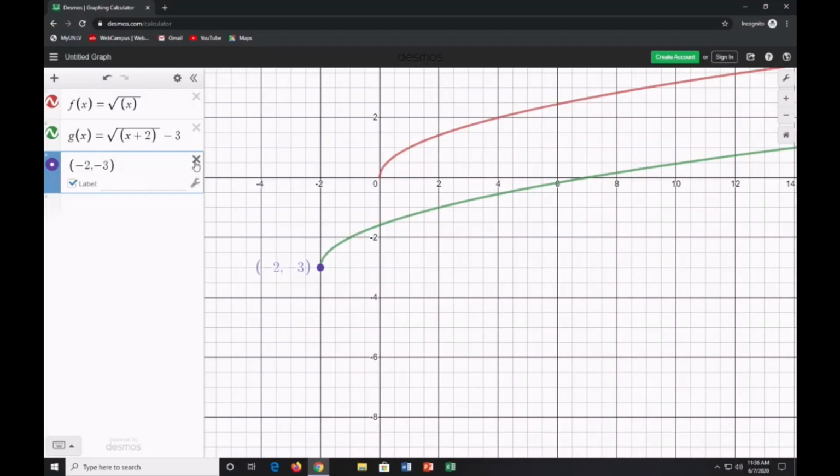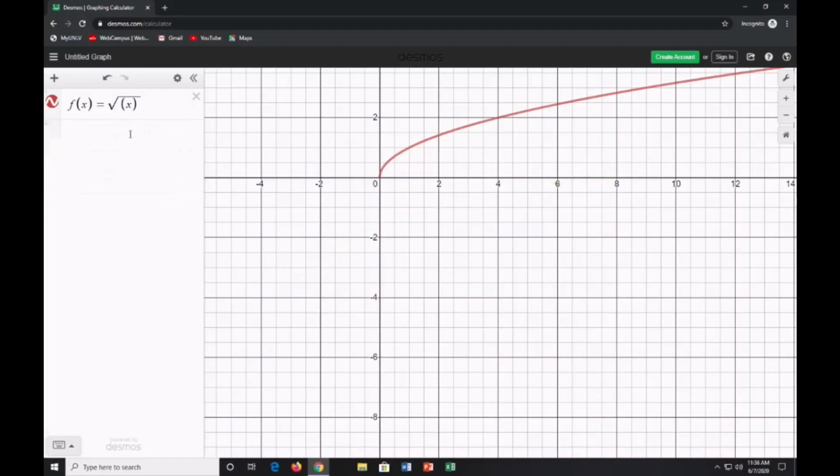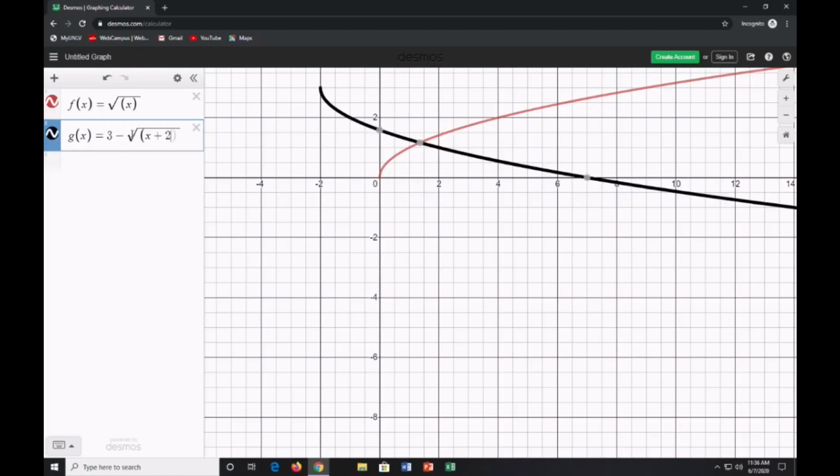Okay, number 12. For number 12, the square root function was transformed according to this one: 3 minus square root of x plus 2.